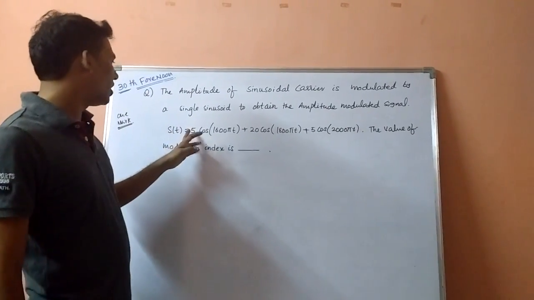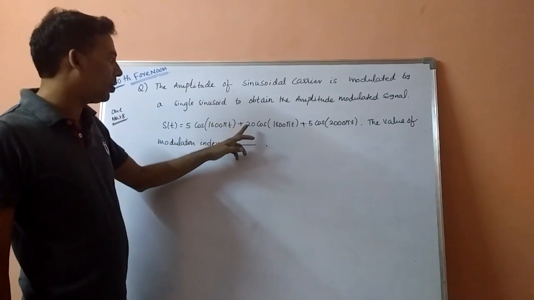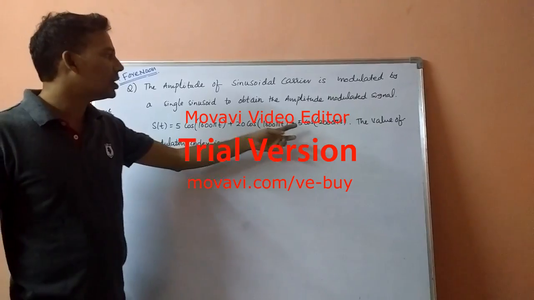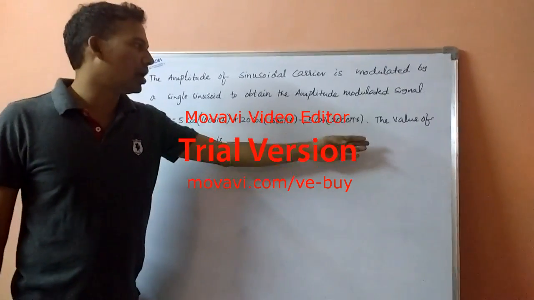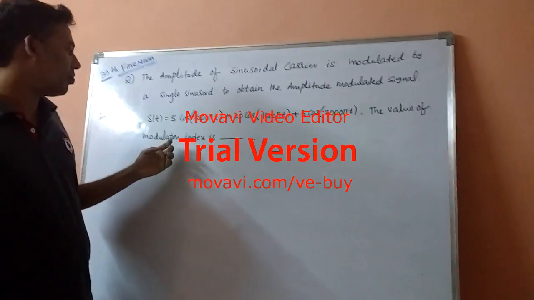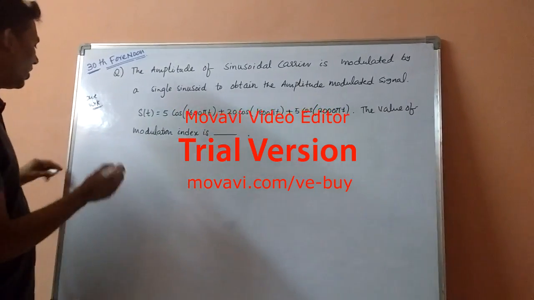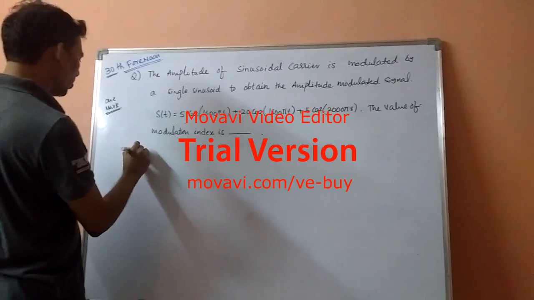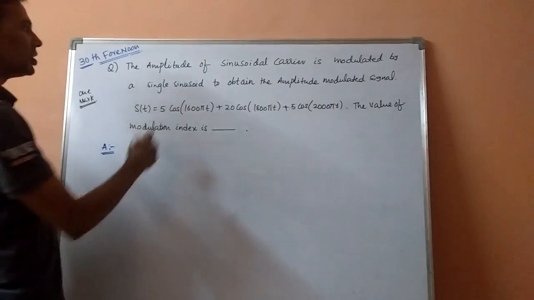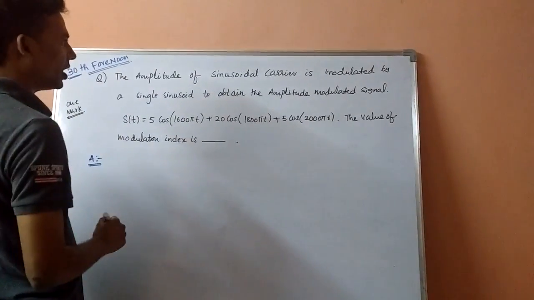Next question: the amplitude of a sinusoidal carrier is modulated by a single sinusoid to obtain the amplitude modulated signal. S of t equals 5 cos of 600 pi t plus 20 cos of 1800 pi t plus 5 cos of 2000 pi t. The value of the modulation index is? This is a very fundamental question on single tone modulation.